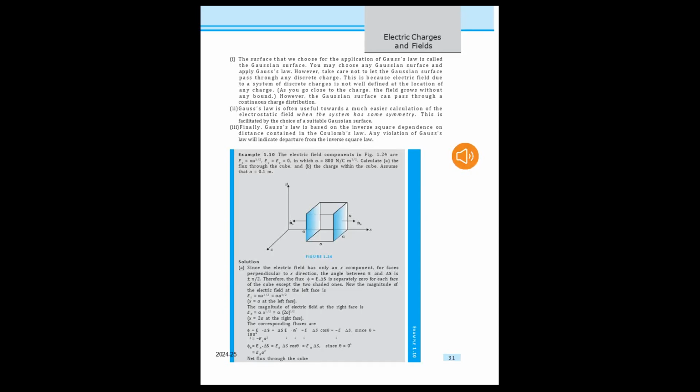Gauss law is often useful towards a much easier calculation of the electrostatic field when the system has some symmetry. This is facilitated by the choice of a suitable Gaussian surface. Finally, Gauss law is based on the inverse square dependence on distance contained in Coulomb's law. Any violation of Gauss law will indicate departure from the inverse square law.